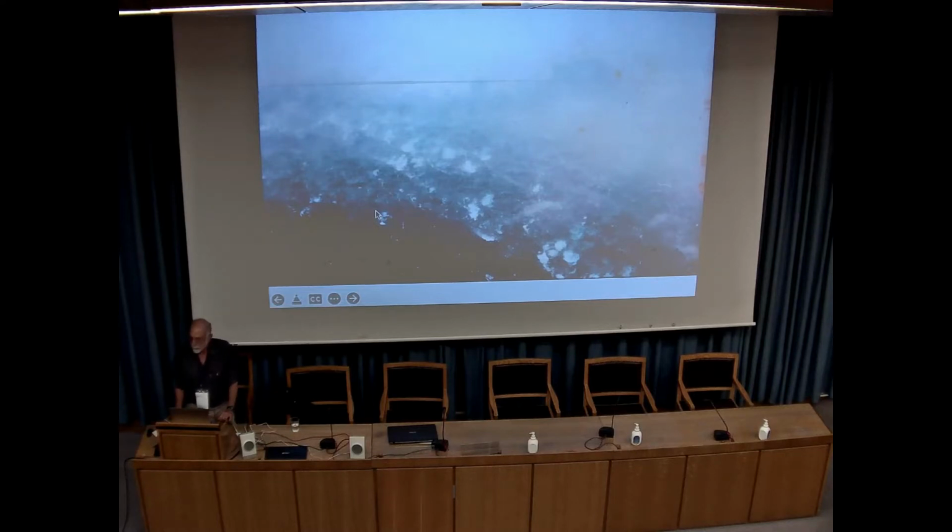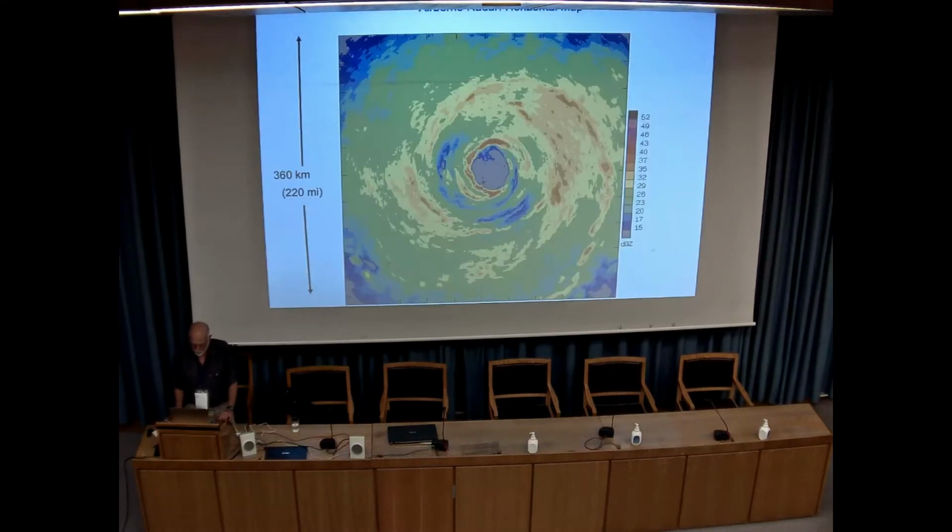So these aircraft have a radar on them, and this is a picture of a slice through the radar. A slice through the hurricane, and you'll notice the main features. Here's the eye, and the eye is in the middle. Then there's the eye wall, more or less continuous echo around, and then there are spiral rain bands farther out.